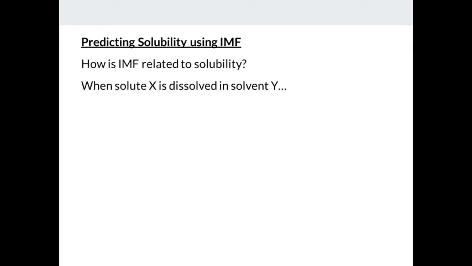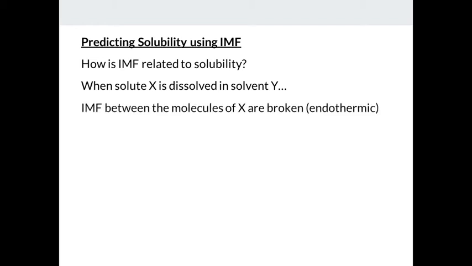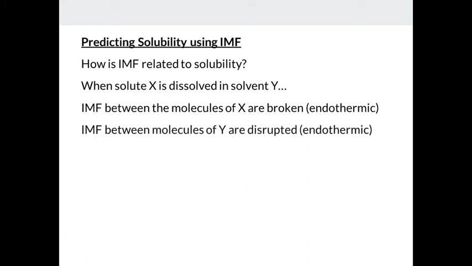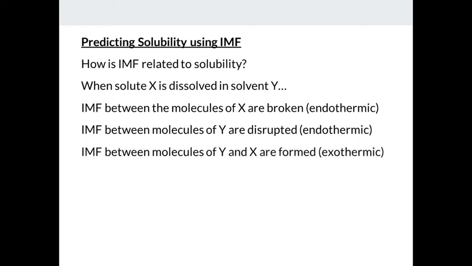So how do we predict solubility using intermolecular forces? When a solute X is dissolved in a solvent Y, there are a few processes which occur. Firstly, the intermolecular forces between the molecules of X are broken in an endothermic process. The intermolecular forces between molecules of Y are disrupted as we push molecules of Y apart from each other to make space to dissolve molecules of solid X within it. This process is also endothermic. And intermolecular forces are formed between molecules of Y and molecules of X in an exothermic process.